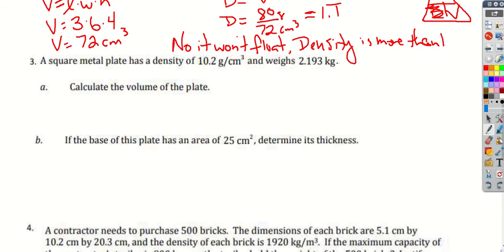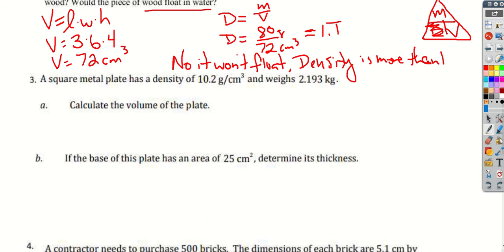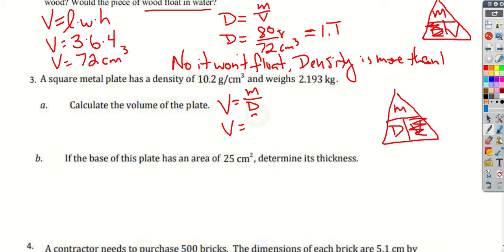Okay, for number 3, we have a square metal plate, has a density, and it has a weight. We want to know the volume. So remember, we're going to use our triangle here. So we want to know the volume of the plate, so we're going to do the mass divided by the density. So essentially just the mass of the weight over the density. So the volume is equal to 2.193 kilograms. Oh, and there's a problem right there. Grams and kilograms. So I'm going to have to actually go and convert this first. So I'm going to convert the kilograms into grams.